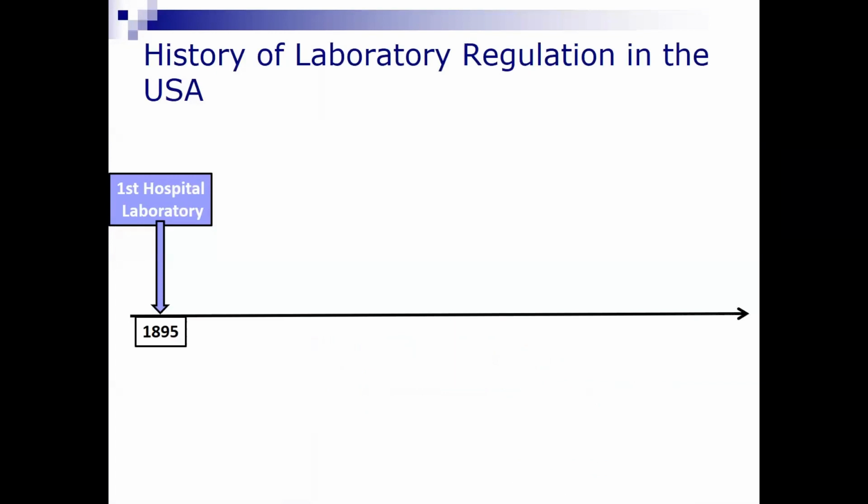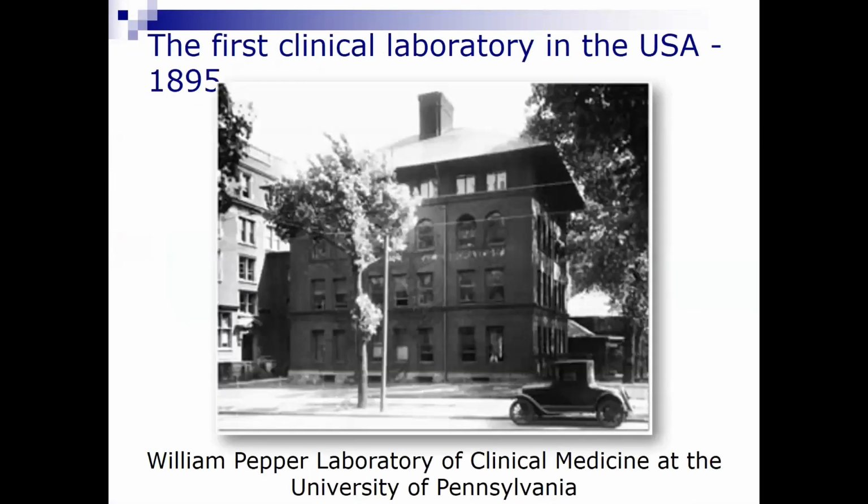The first hospital laboratory that I know of was built in 1895, and this is the building. It was called the William Pepper Laboratory of Clinical Medicine at the University of Pennsylvania. At the time, there was not really a field called pathology or laboratory medicine. There was just medicine, or basically internal medicine.